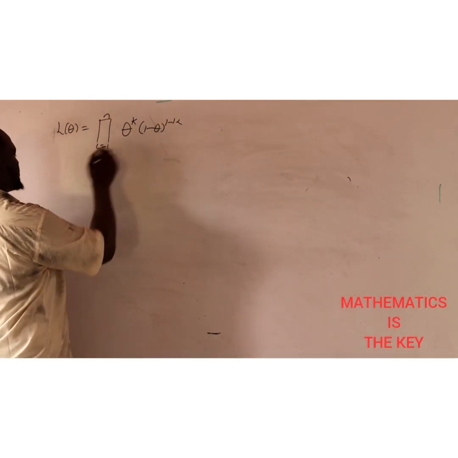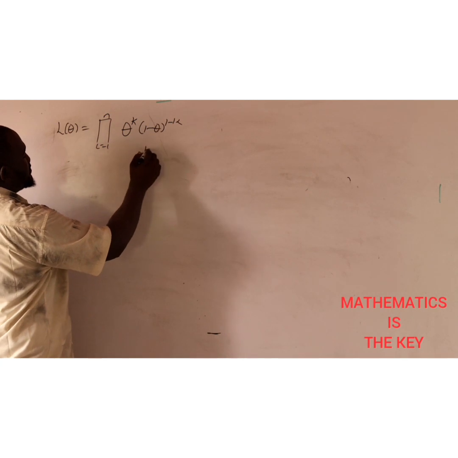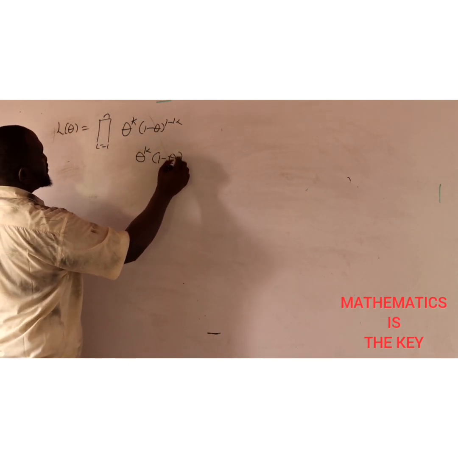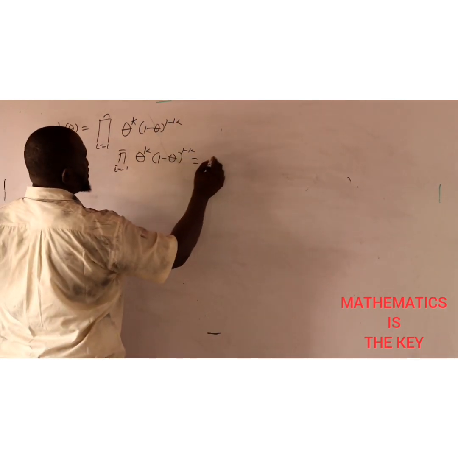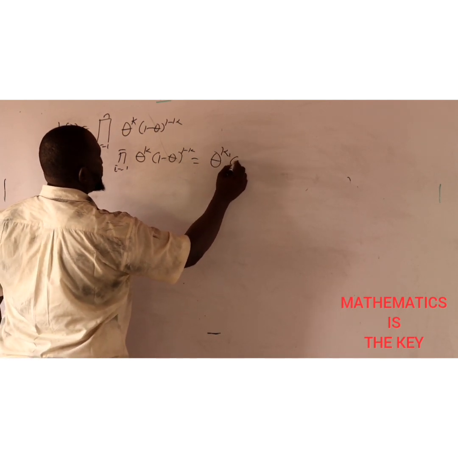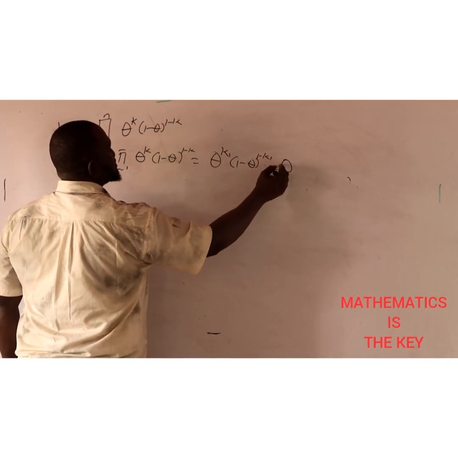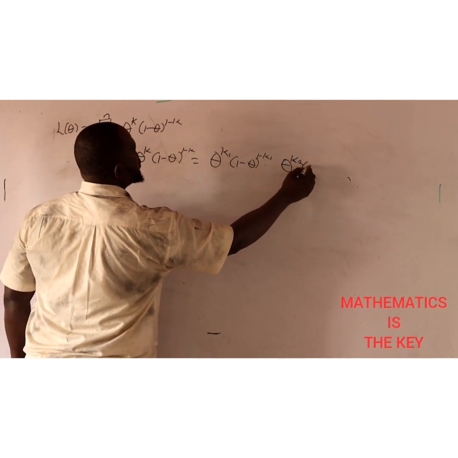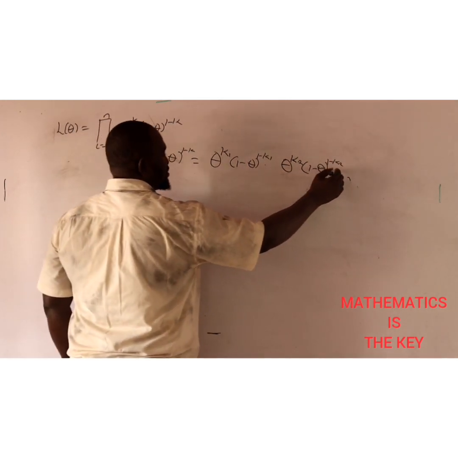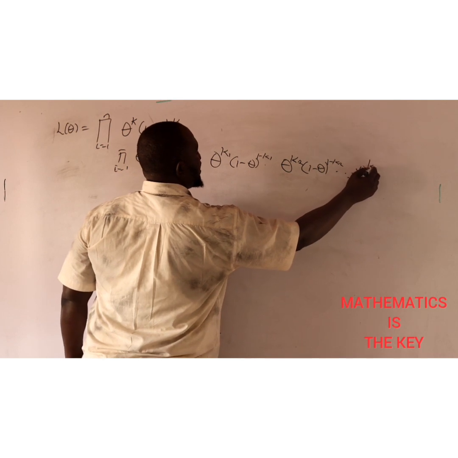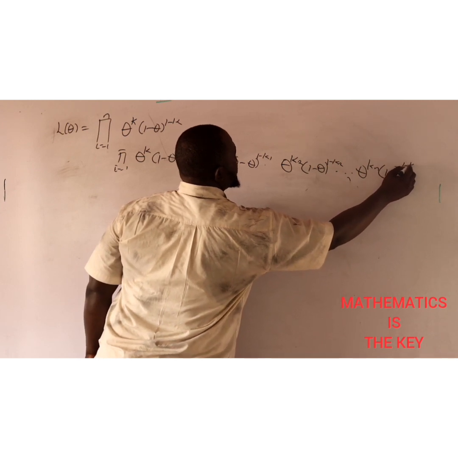And this theta to the power of k, 1 minus theta to the power of 1 minus k, their product is going to be theta to the k1, 1 minus theta to the 1 minus k1, multiplied by theta to the k2, 1 minus theta to the 1 minus k2, up to theta to the kn, 1 minus theta to the 1 minus kn.